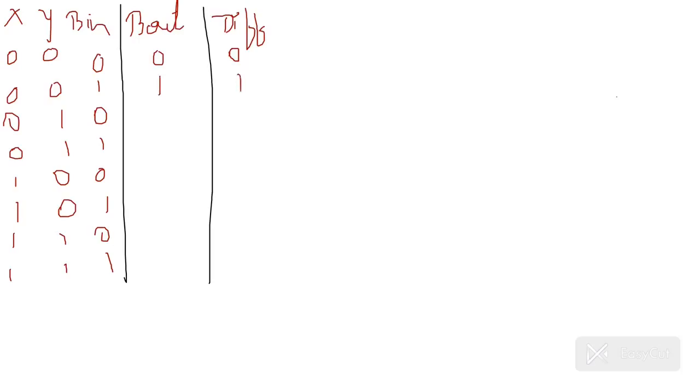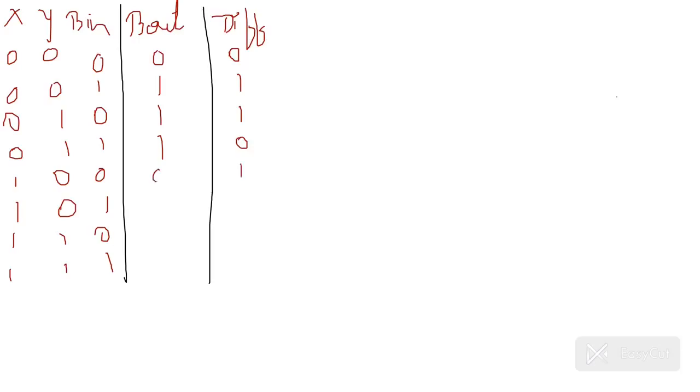Okay, then 0 minus 1. 2 minus 1, that is 1. We have to take borrow 1. Difference 2 minus 1 is 1. Again 1 minus 0 is 1. Then 0 minus 1, borrow 1. 2 minus 1 is 1. 1 minus 1 is, the difference will be 0. Then 1 minus 0 is 0. 1 minus 0 is 1. 1 minus again 0 is 1.